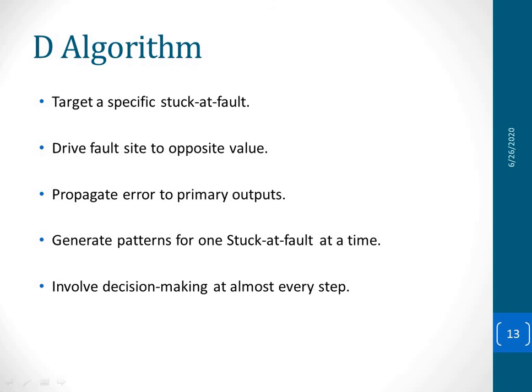So drive the fault to the opposite value, then propagate that error through the primary inputs to the output, and generate patterns for one stuck at fault at a time, and involve decision making at almost every step. So now decision making will be ours. So we can involve decision making at every step by considering each fault every time.